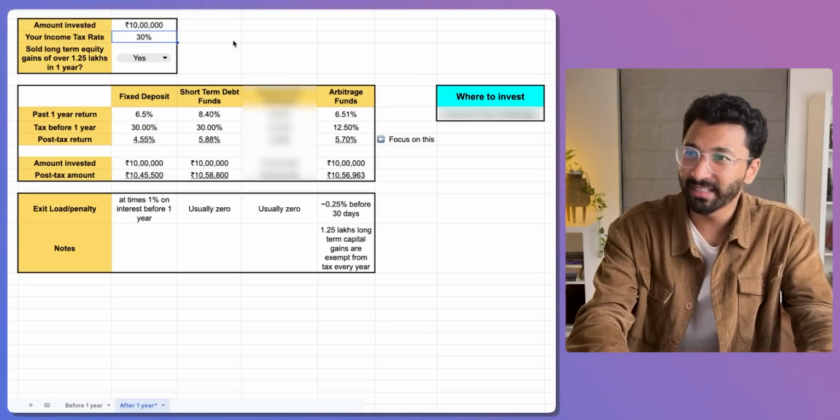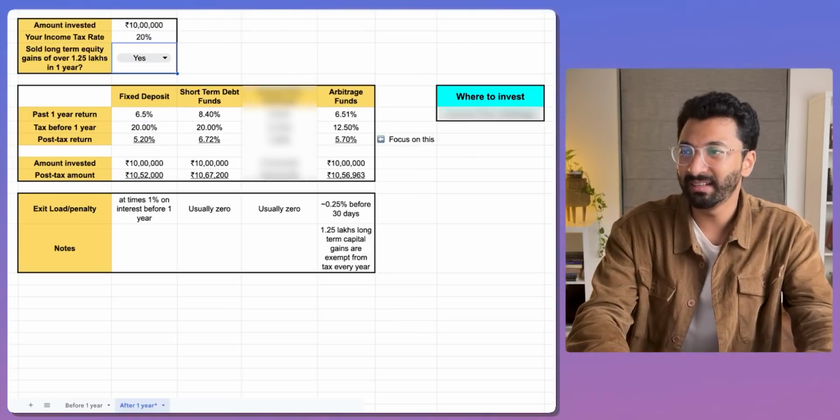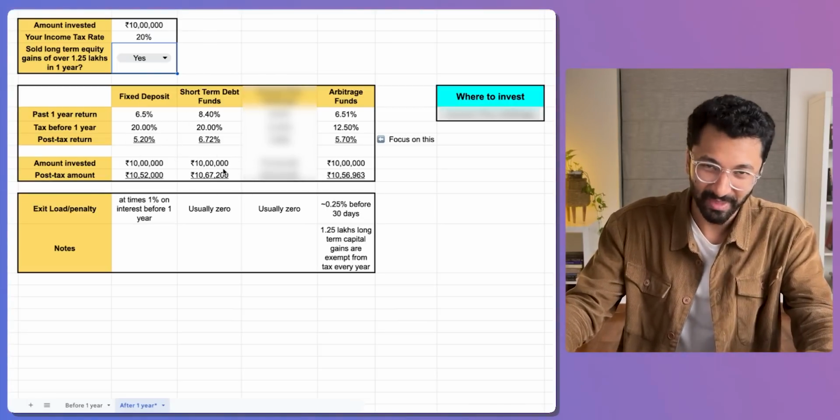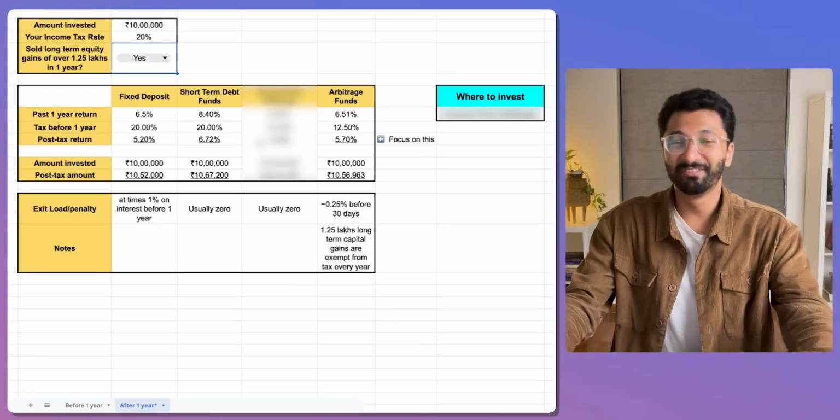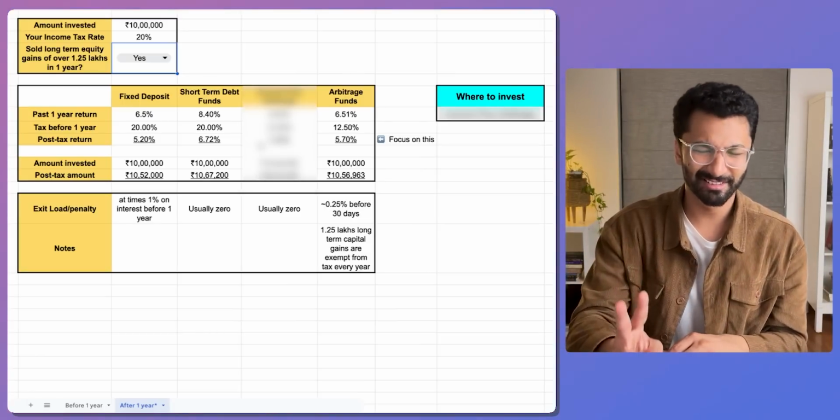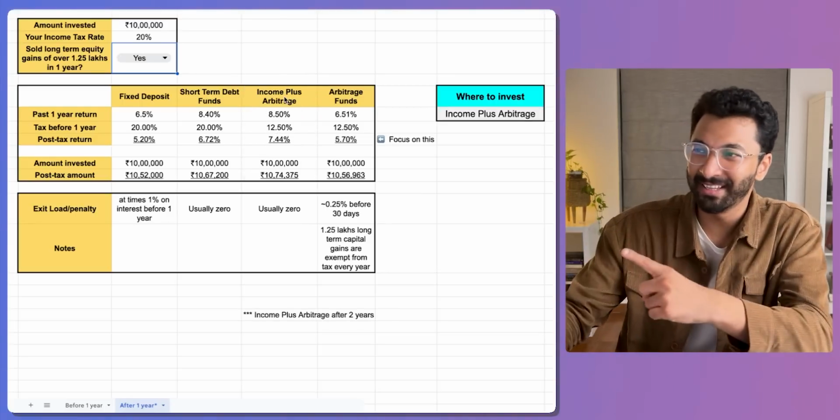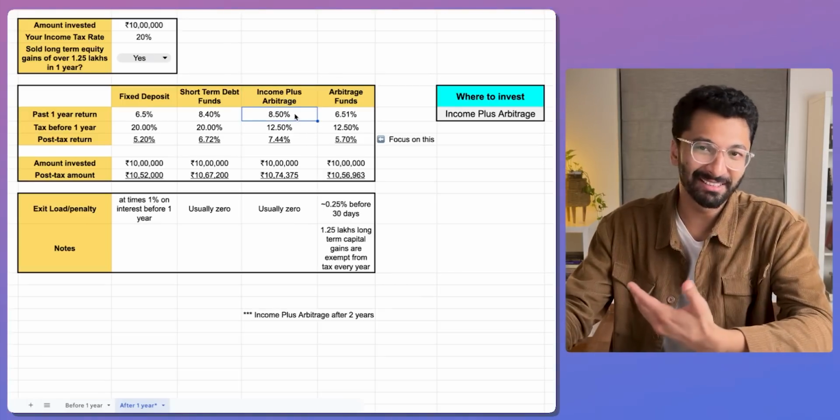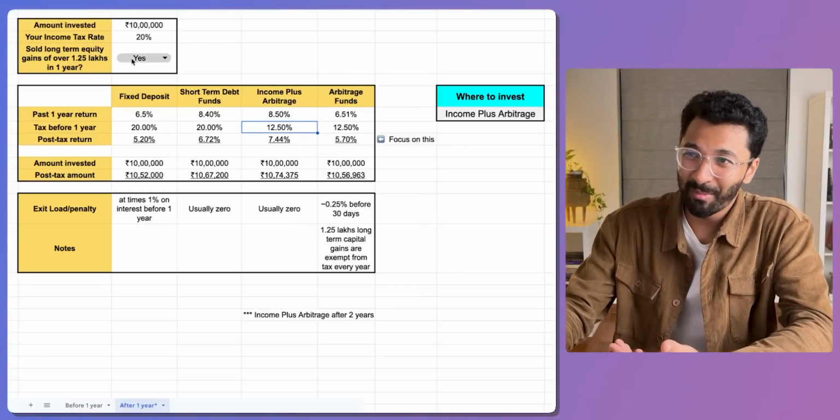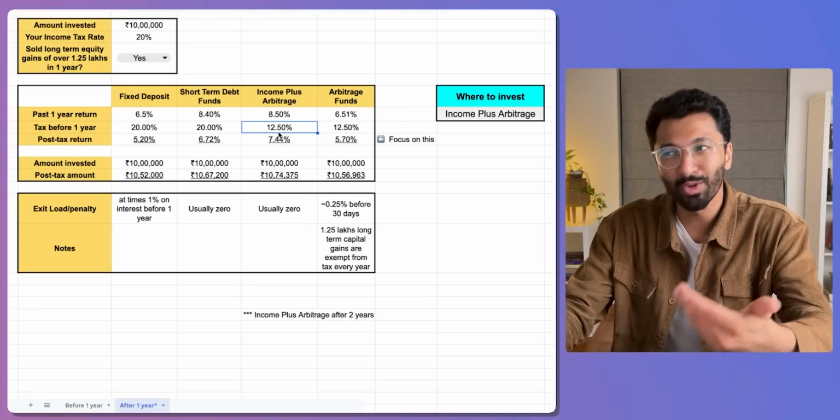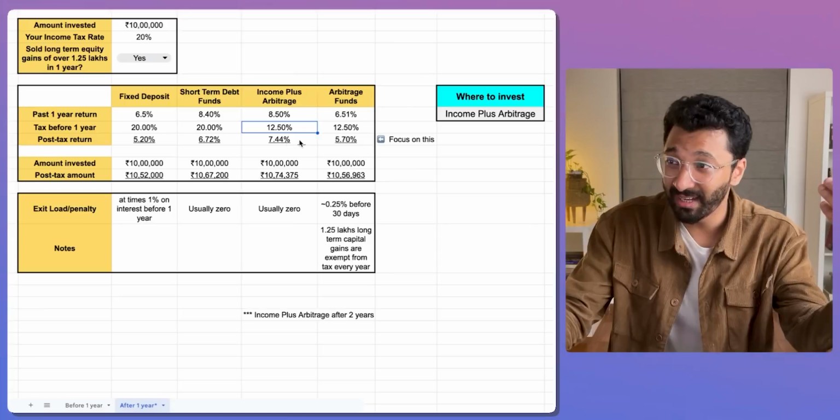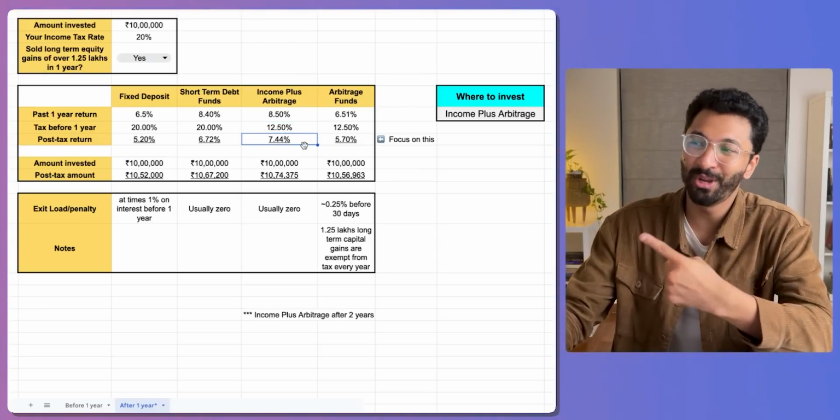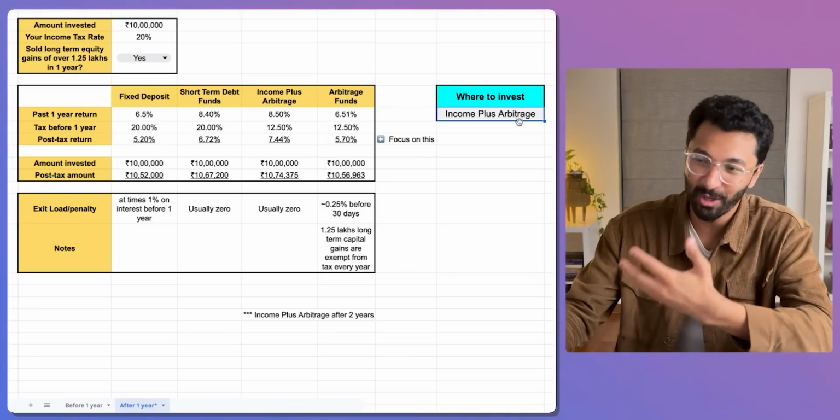Let's change this income tax rate to, let's say, 20%. In that case, again, you will see how the different returns pan out. The winner though, if you're investing for 2+ years, is essentially this category, income plus arbitrage. In the past 1 year, they have generated about 8.5% returns. Remember, you have sold equity of more than 1.25 lakhs. So whatever profit is made is taxed at 12.5%. And then, you still get a return of 7.44%. And that's why this becomes the where to invest option.